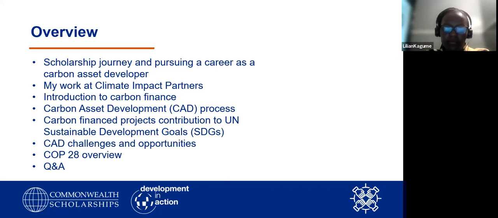And then we'll have a brief overview on introduction to carbon financing and the process for carbon asset development, and specifically also look at how carbon financed projects contribute to sustainable development goals, and also how we monitor that as part of the work we do. And also, of course, talk a few about the challenges and opportunities that carbon financed projects face, and wind up with a few pointers on our outlook towards COP28, which is starting this week.